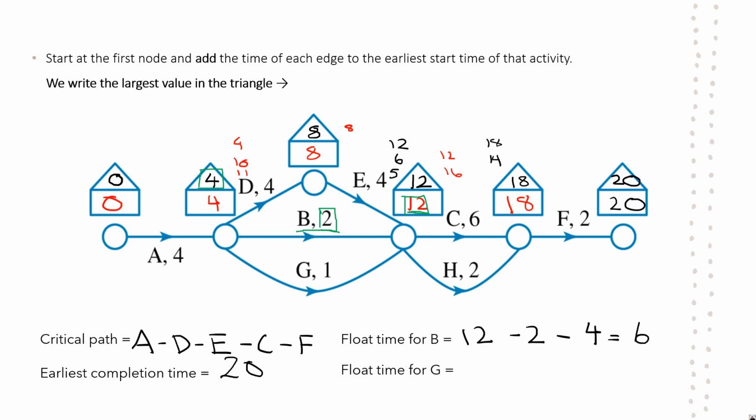Then G, very much the same. We are going to be using the same later start time ahead and the earlier start time beforehand because these edges are in the same positions. So that one will just be 12 minus 1 minus 4, giving us a float time of 7.